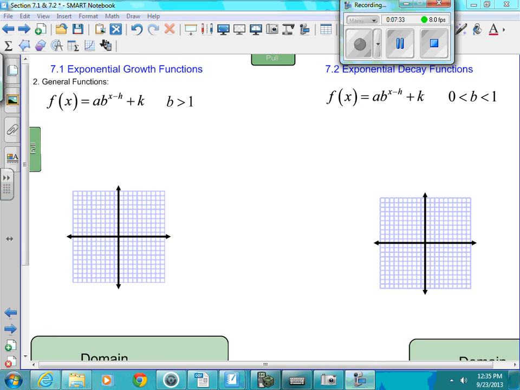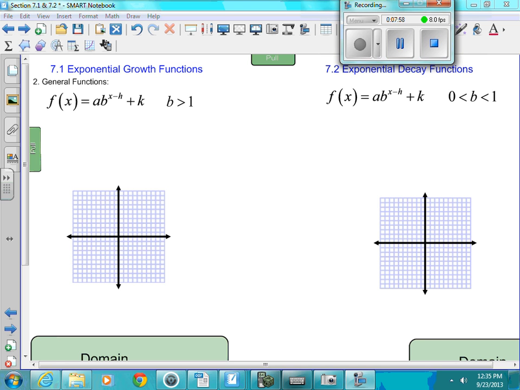Okay, so now let's get into more complicated looking models. Now this is a more standard form of exponential growth and decay models: a times b to the x minus h plus k. Once again, that h and k are in here. The thing that separates decay and growth is the b value. Again, if b is greater than 1, it's growth. If it's between 0 and 1, it's decay, just like the last equations we had.